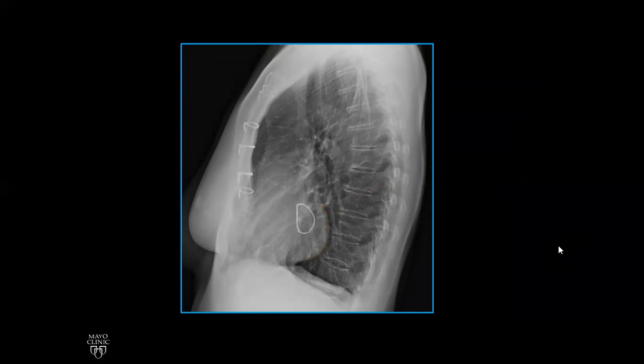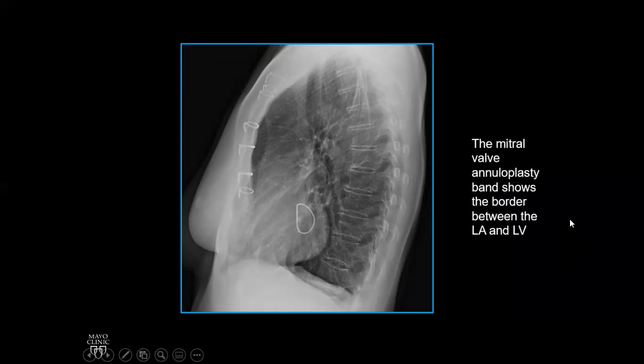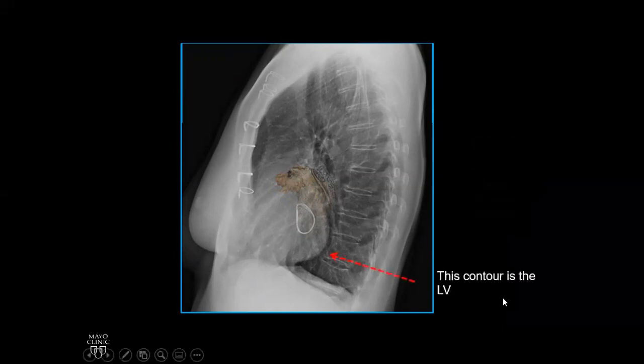So that curve there, we see that this is too prominent. That's not normal. And this mitral valve annuloplasty band shows the border between the left atrium and the left ventricle, which is going to be helpful here. This shape is showing us the border of the left atrium in this patient, which is actually not enlarged. And there's an overlaid 3D model of the left atrium there. This contour is made by the left ventricle in this patient, which is going to be about there.